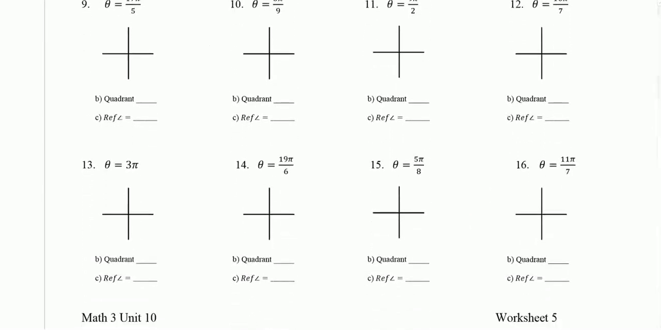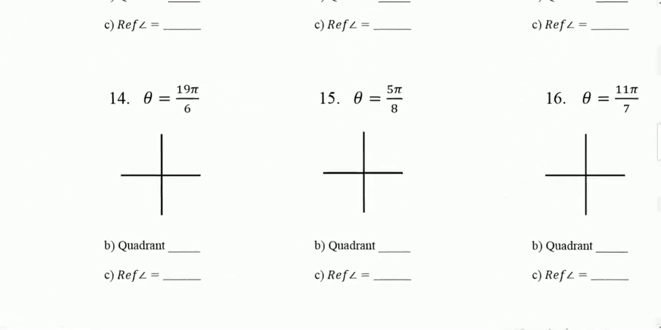I'll do one more with you like this. Let's take a look at 15. Got 5 pi over 8. Here's 0. Here's pi over 1, but if I multiply top and bottom by 8, I get 8 pi over 8. So 5 pi over 8, well, halfway would be 4 pi over 8, right? And so 5 pi over 8 is going to be pointed somewhere around here in quadrant 2. And the reference angle is the difference between 8 pi over 8 and 5 pi over 8. So if we subtract them, we end up with 3 pi over 8.